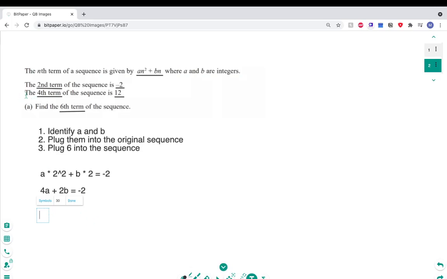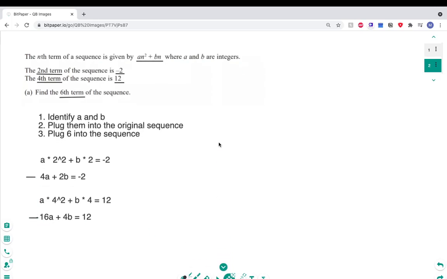And then if we take the second part of that, so it tells us the fourth term, so a times 4 to the power of 2 plus b times 4 is equal to 12. And again, if we simplify that, that's going to give us 16a plus 4b is equal to 12. And so now what we realize is we have two unknowns and two equations, which means that we can solve these simultaneously and work out what both of them are. Okay, so looking at these two equations, the best way of identifying them would probably be doing elimination. The other way you could do it is substitution, of course.